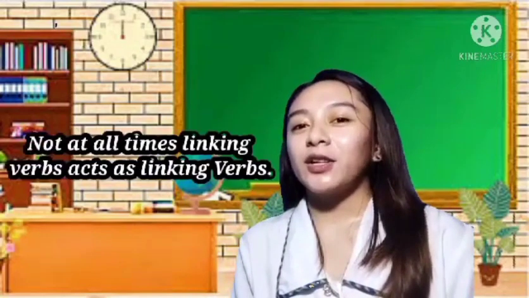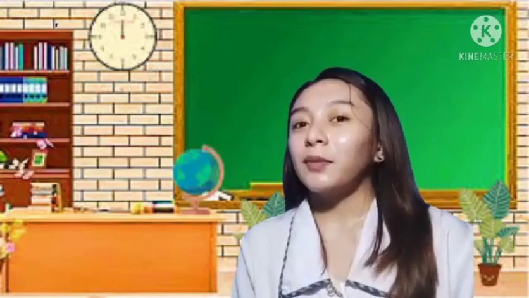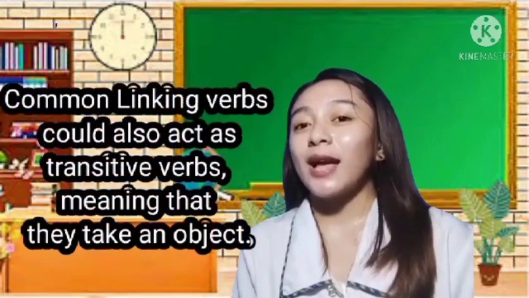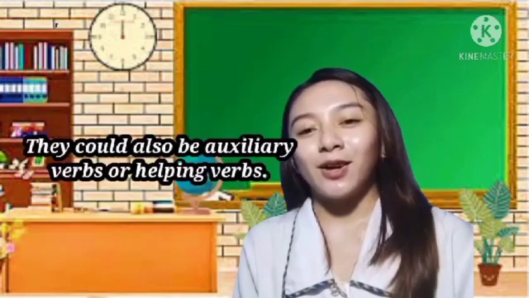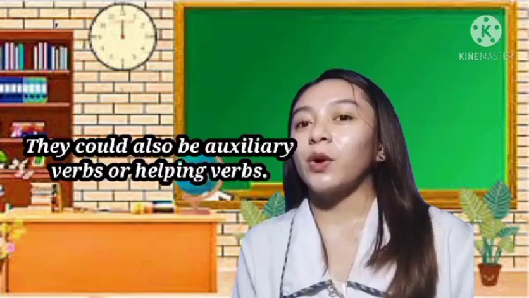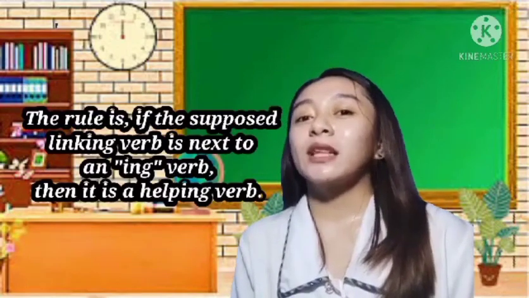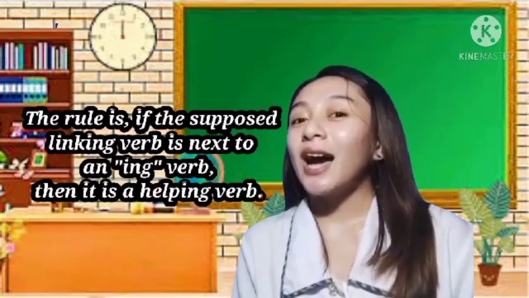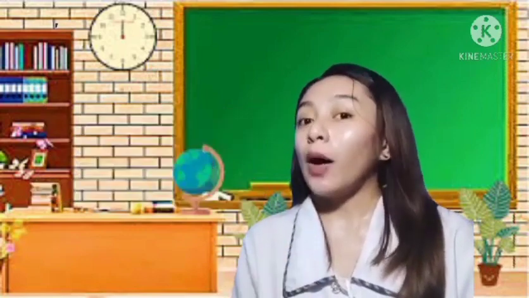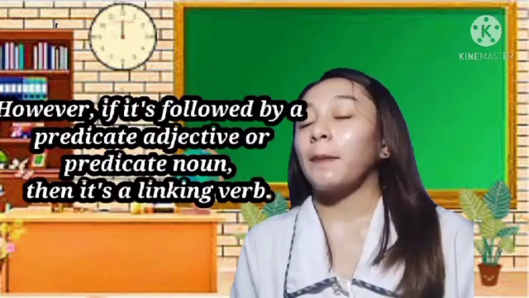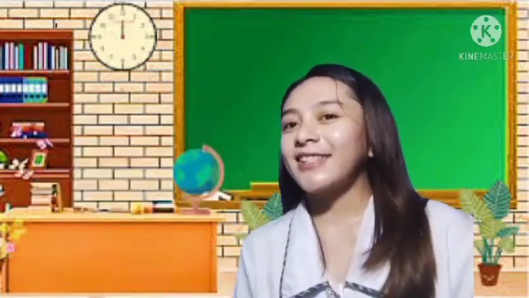However, not at all times linking verbs act as linking verbs. Common linking verbs could also act as transitive verbs, meaning that they take an object. They could also be auxiliary verbs or helping verbs. The rule is, if the supposed linking verb is next to an ing verb, then it is a helping verb. However, if it is followed by a predicate adjective or a predicate noun, then it is a linking verb.